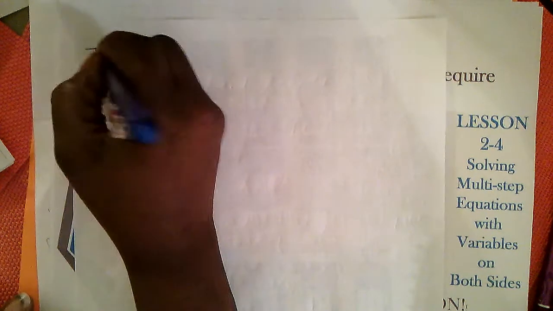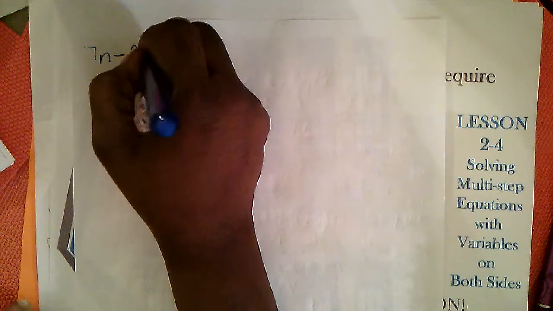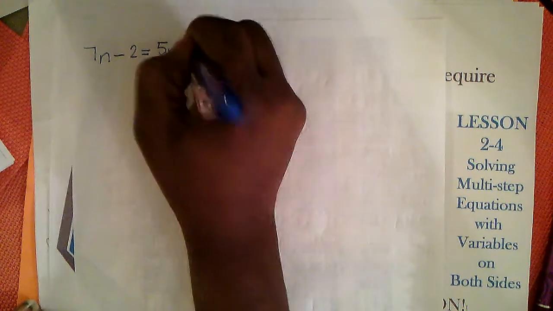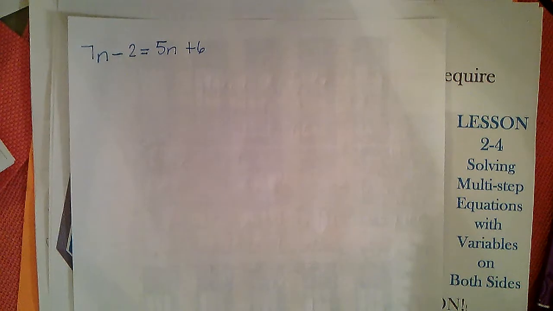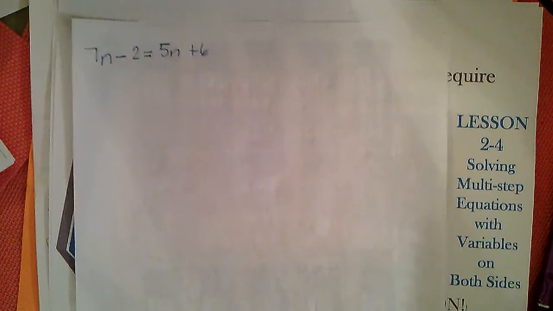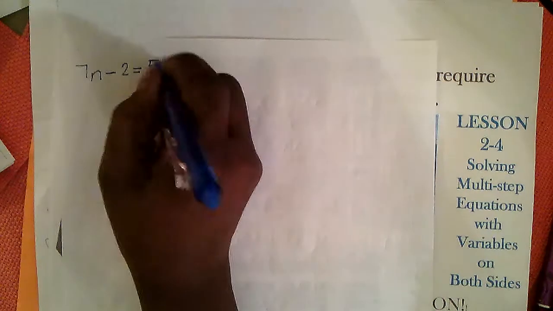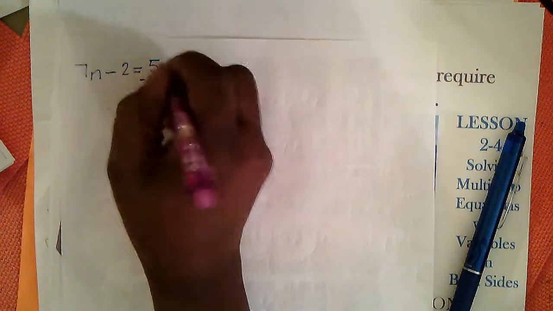So we have 7n minus 2 equals 5n plus 6. So we're going to combine like terms to one side of the equation. So this is positive, so I'm going to make it negative. That eliminates that one.